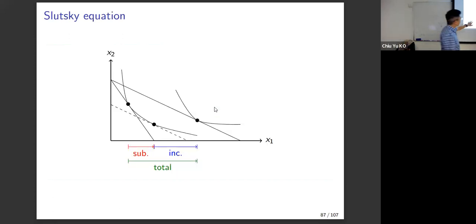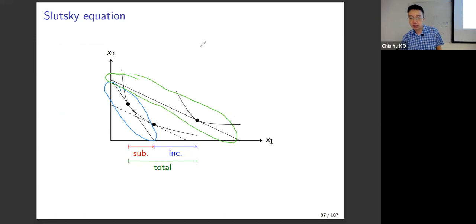And this is the diagram, right? You see intermediate micro. This is the original price, original budget, and this is the new budget. Originally you are consuming this point, and now you consume here, from purple to orange. The big jump. And you can always decompose it into two parts, which we call the substitution effect and the income effect.